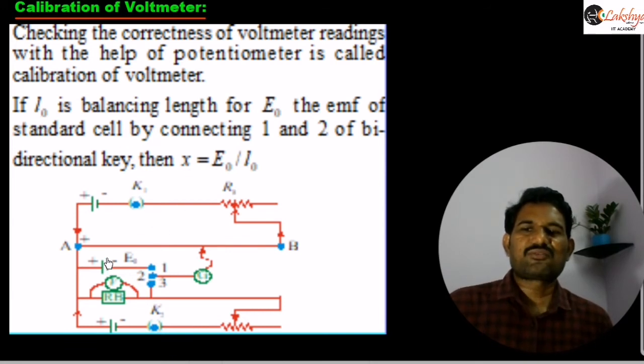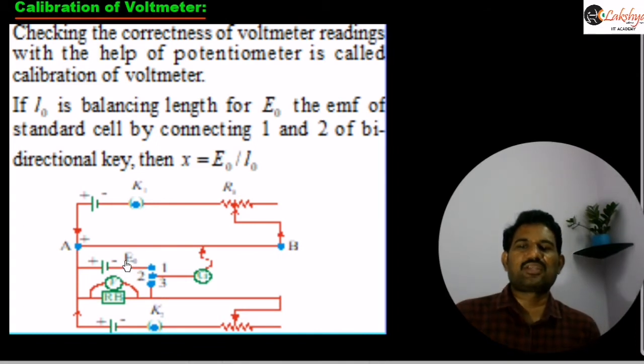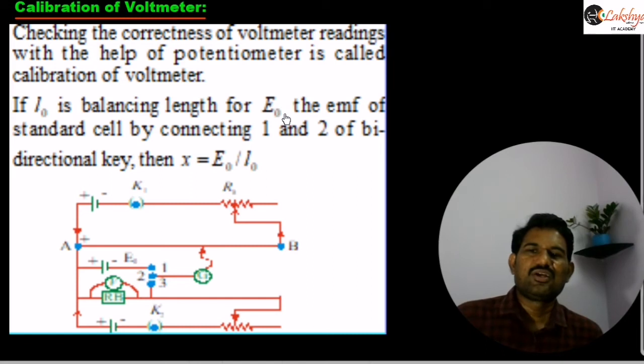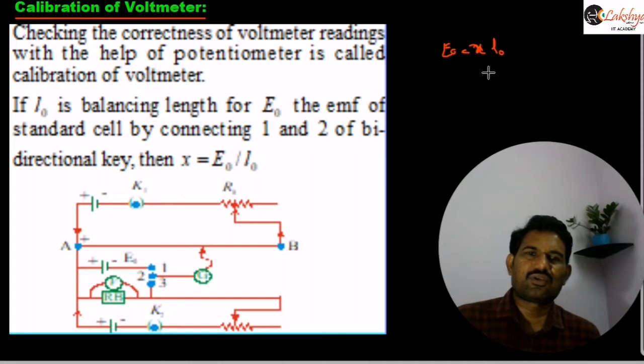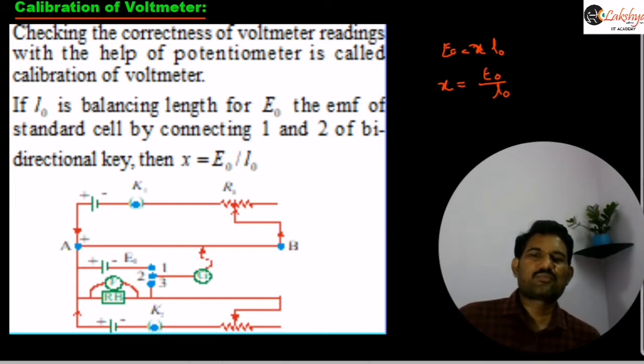So for this cell we are taking this balancing length. That means by connecting 1 and 2, if you find the balancing length, then you can calculate the potential difference, the EMF of the cell, which is nothing but this E naught. Then, by using our previous principle of potentiometer, E naught is equal to X into L naught. From this again we are finding this potential gradient, right? So that is the potential gradient there.